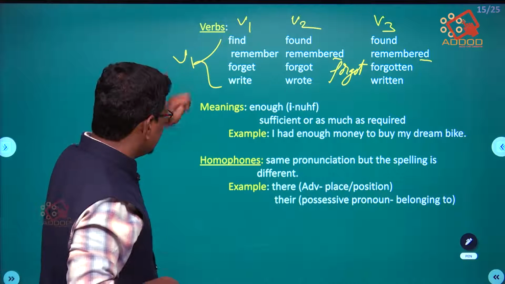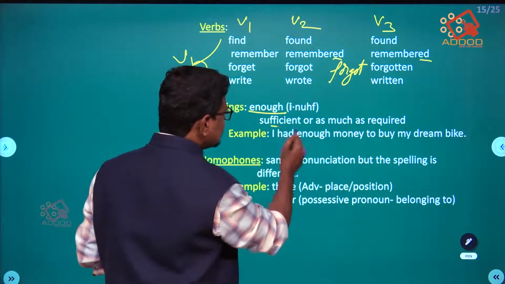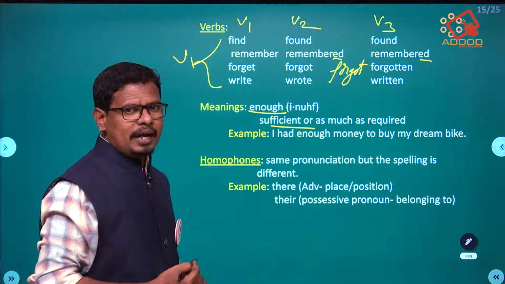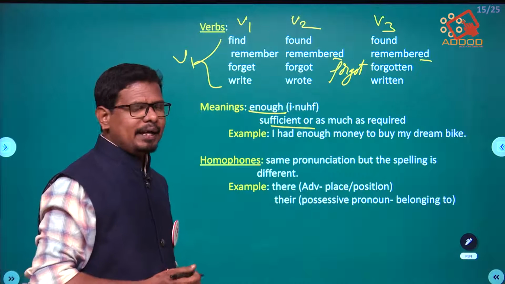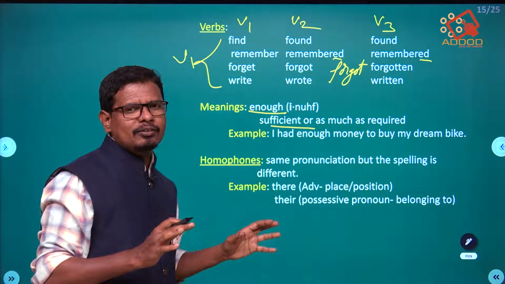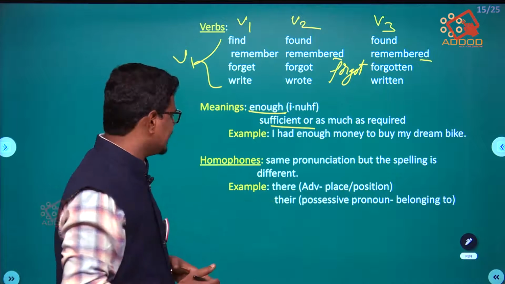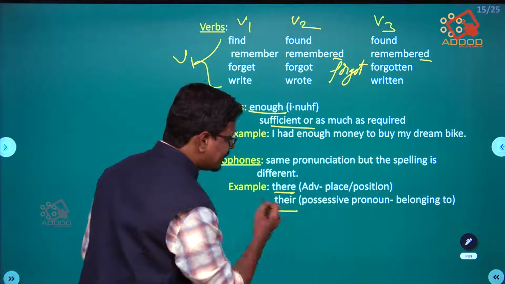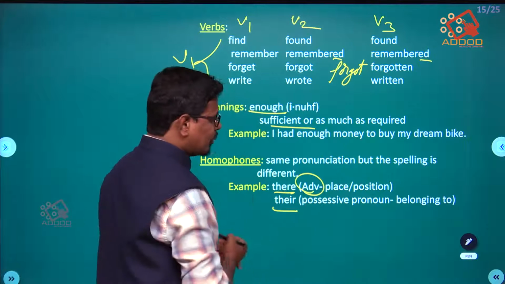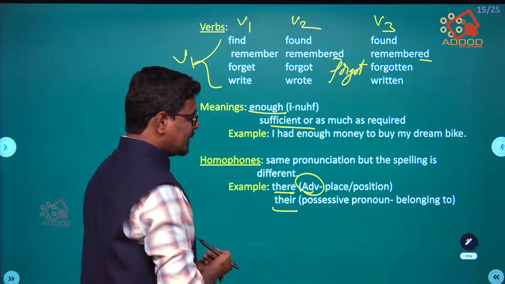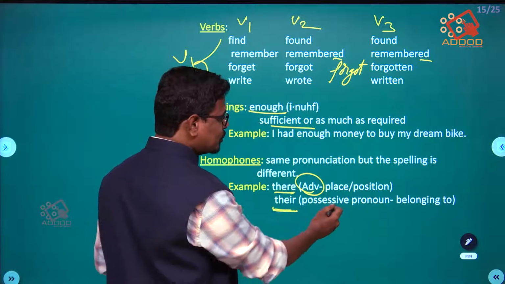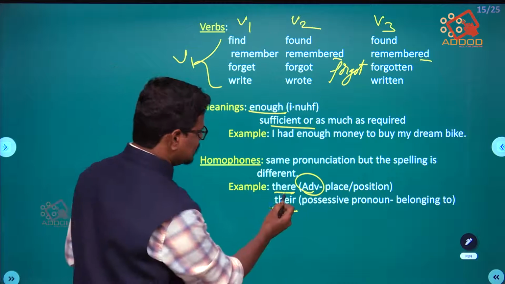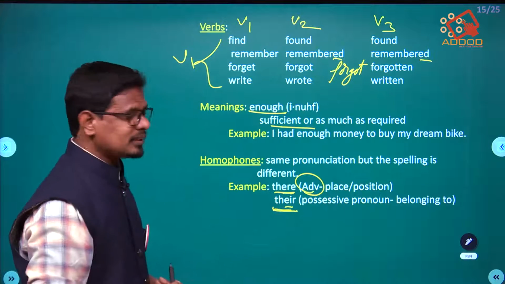Okay, you have a meaning here. Enough means sufficient, as much as required. I had enough money to buy my dream bike. Okay, I had enough time to have my dinner. Okay, homophones: same pronunciation but the spelling is different. There and their. There is an adverb that means place or position. Their is a possessive pronoun, belonging to. The spelling is different but the pronunciation is the same.